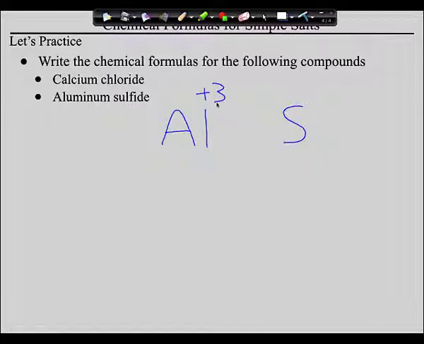Now guys, look at sulfur. Sulfur has a host of charges. Which one are we going to use? The negative charge, which can only be what? -2.